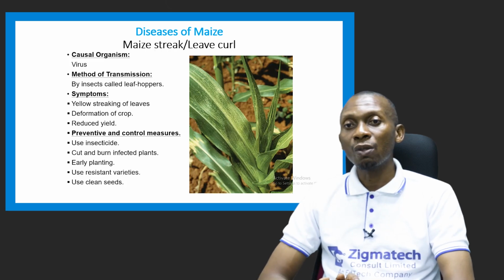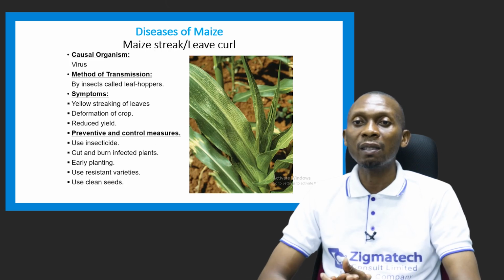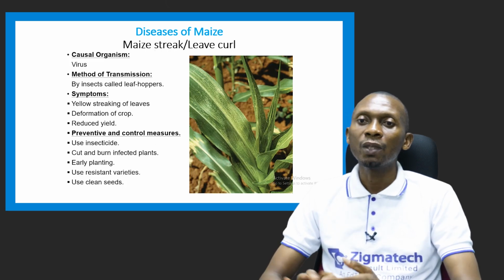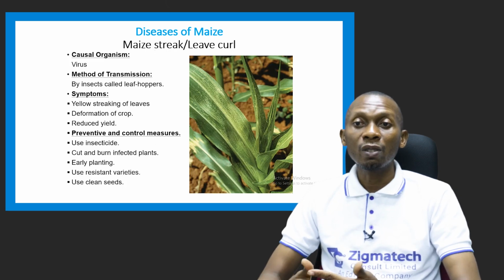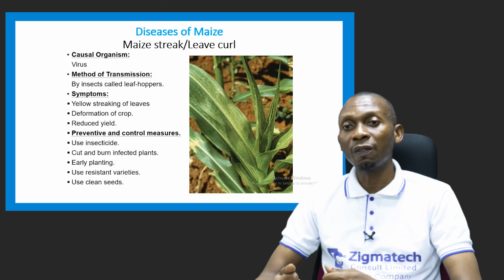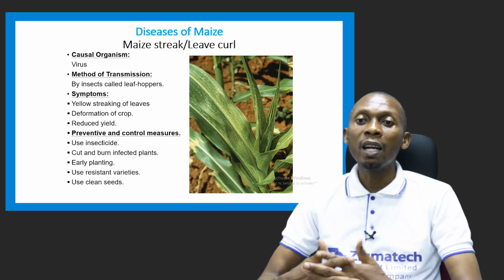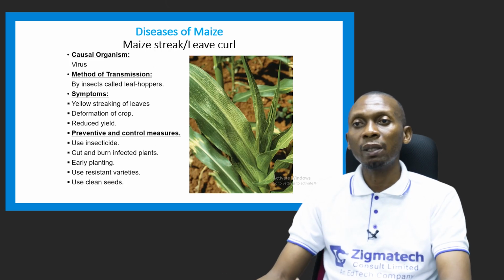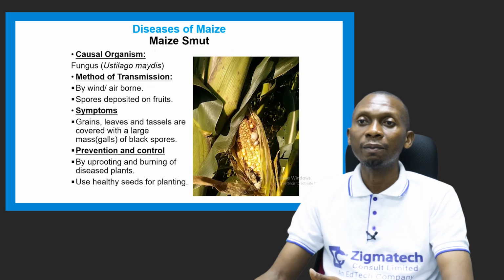And how do you prevent and control it? You need to get rid of the insects that transmit the disease, so you use insecticides. You can also cut and burn infected plants. The removal or pruning of infected plants is called roguing. So you can remove the infected plants and get them burnt. Early planting can also help to control this disease, and use resistant varieties and also use clean seeds.